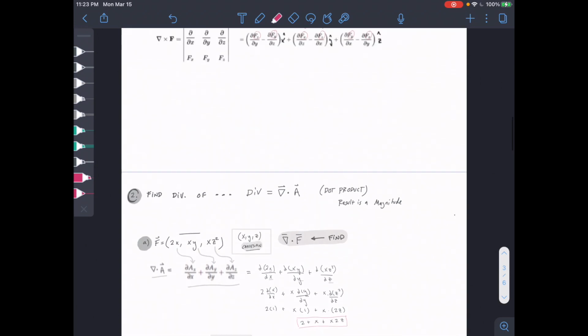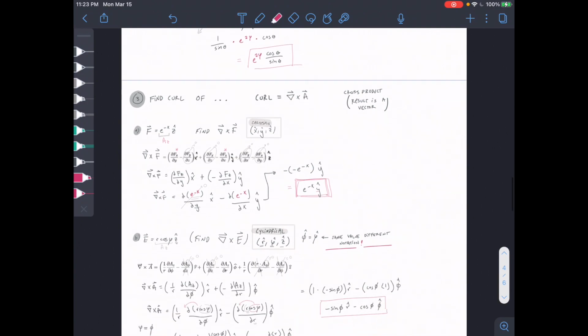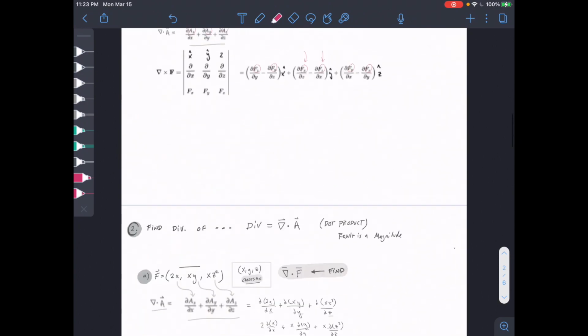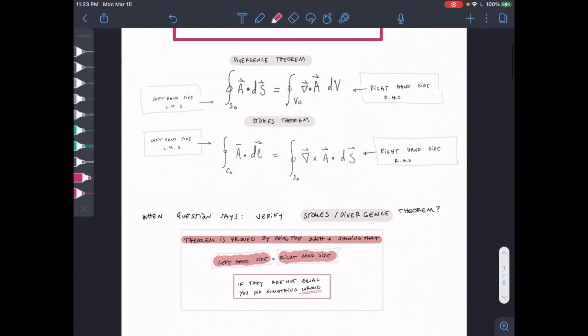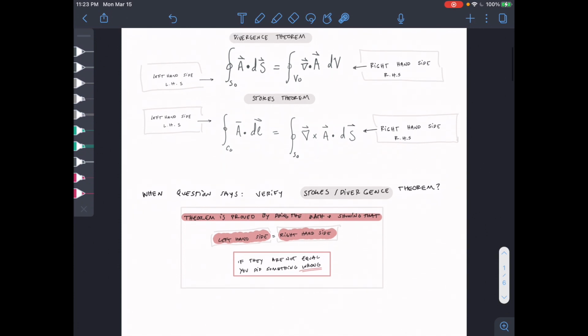All right, so we looked at how to find divergence and how to find curl. And next, we're going to go forward into some of these divergence and Stokes theorem problems and plug in our divergence and curl results and then solve for the left-hand side and the right-hand side of Stokes theorem and divergence theorem respectively and prove that they are equal. So let's go ahead and move on to those problems now.